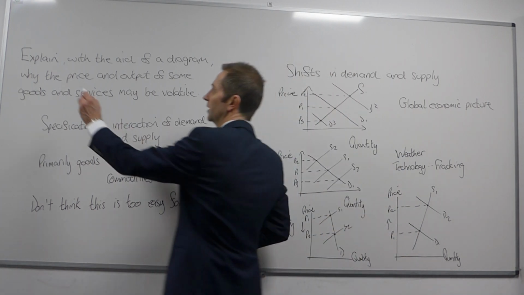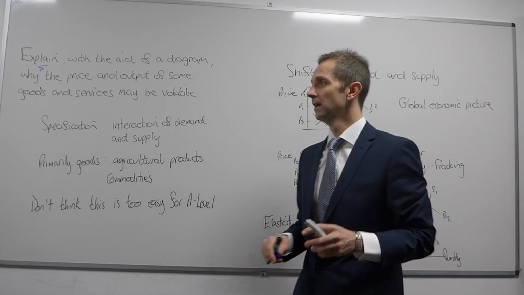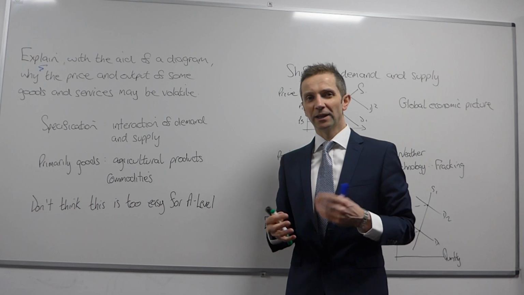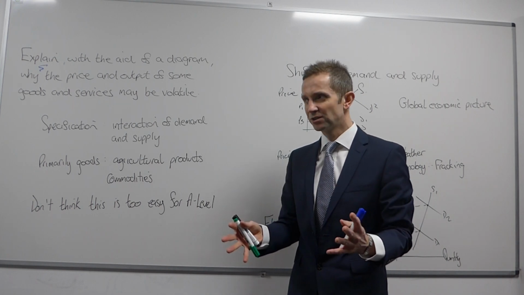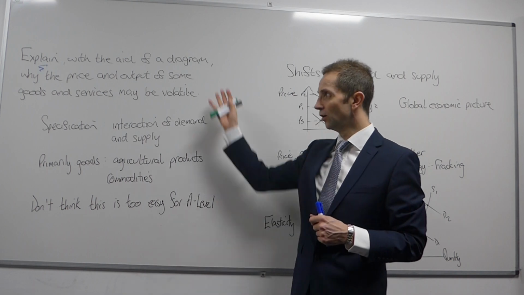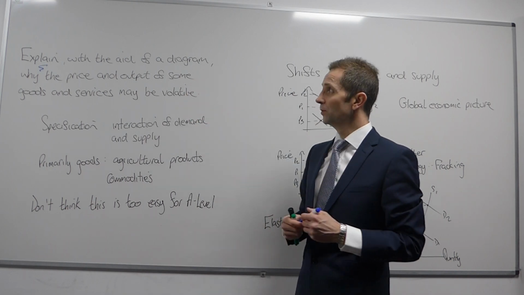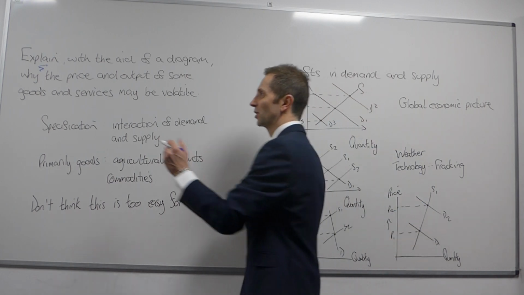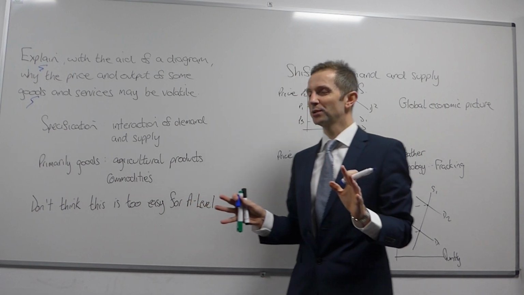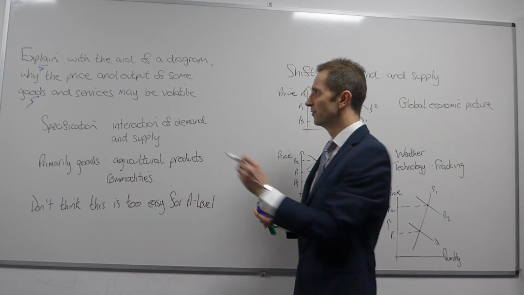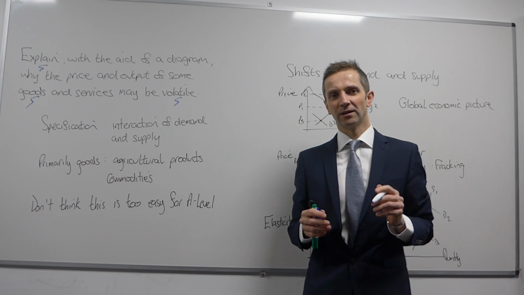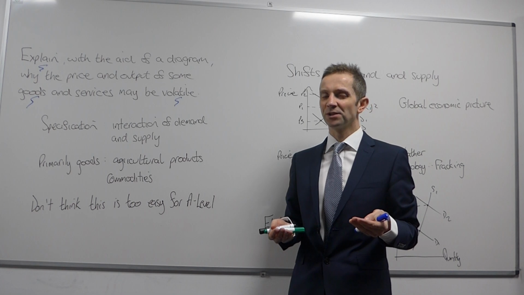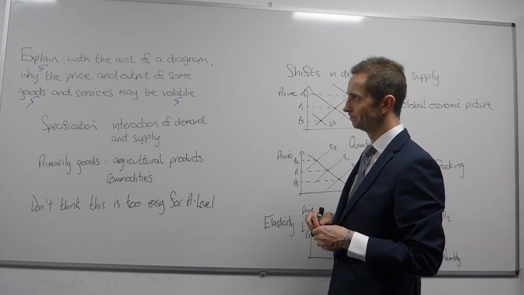So first of all, we have our old favourite, explain, and as I've mentioned on numerous occasions before, when we talk about explain, we mean really just a sort of scratch the surface understanding of this particular bullet point. With the aid of a diagram, it is fairly obvious. The price and output of some goods and services. Now, really, in this particular instance, where we're talking about volatility, and of course by volatility we mean constantly fluctuating upwards and downwards, really we're talking more so about goods rather than services.